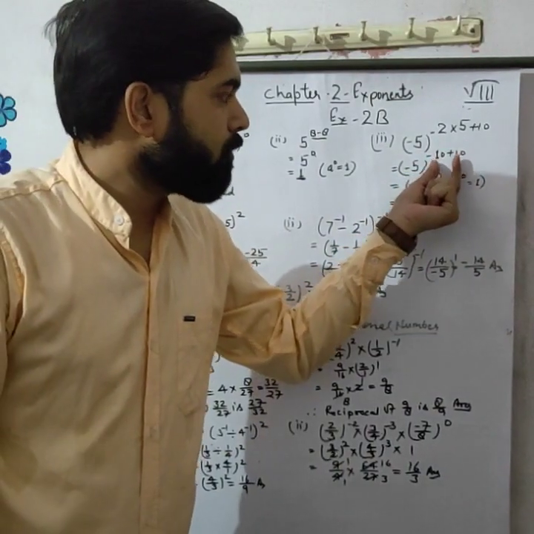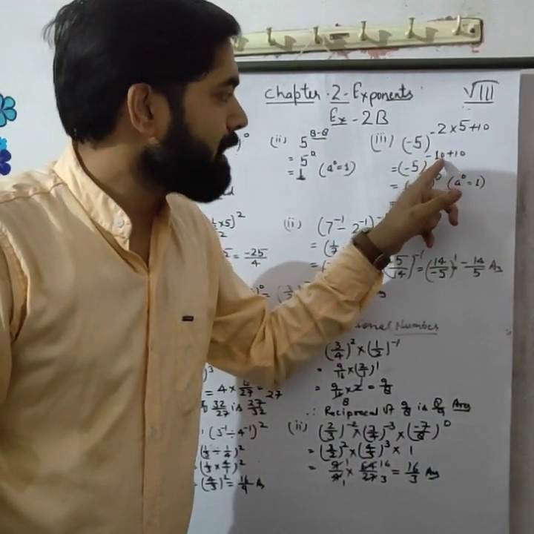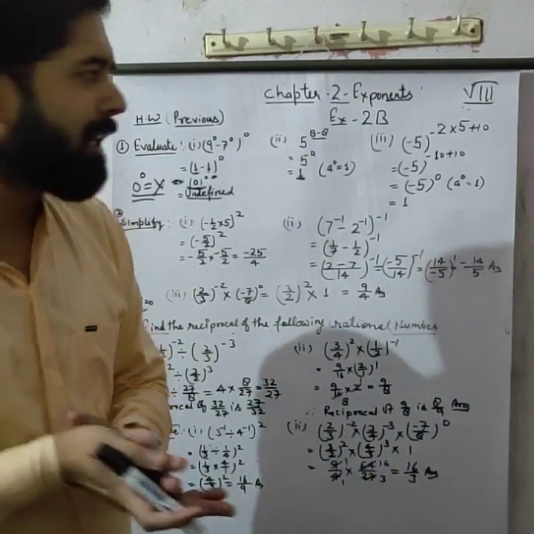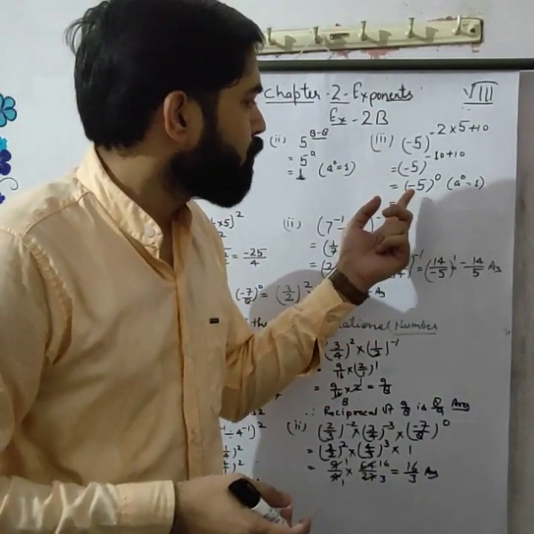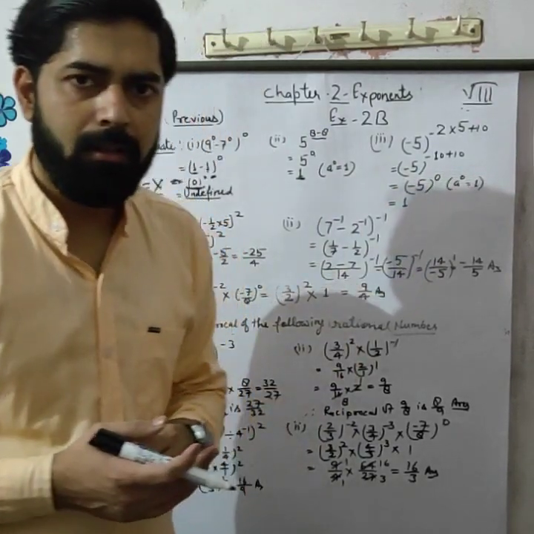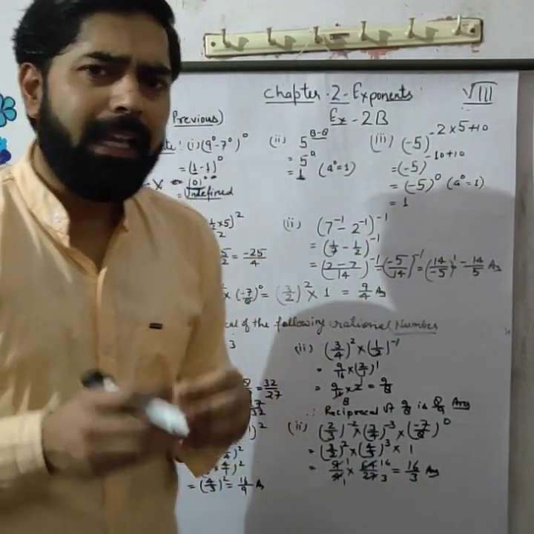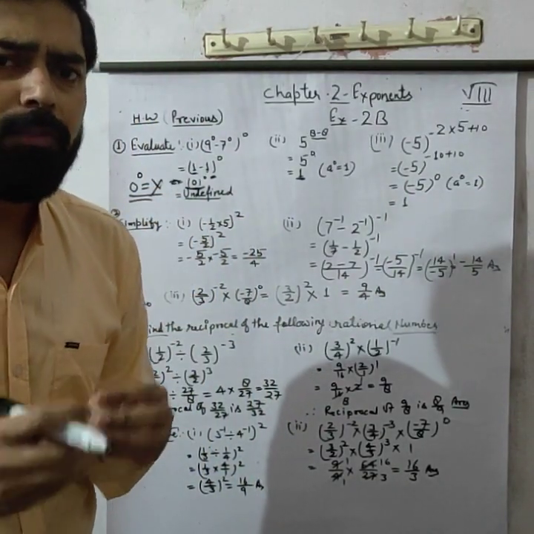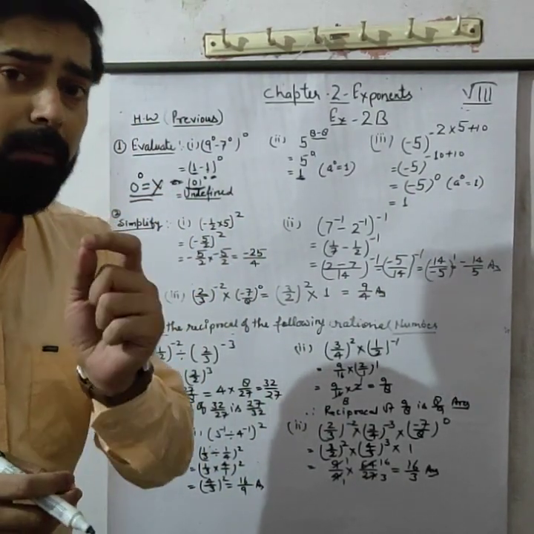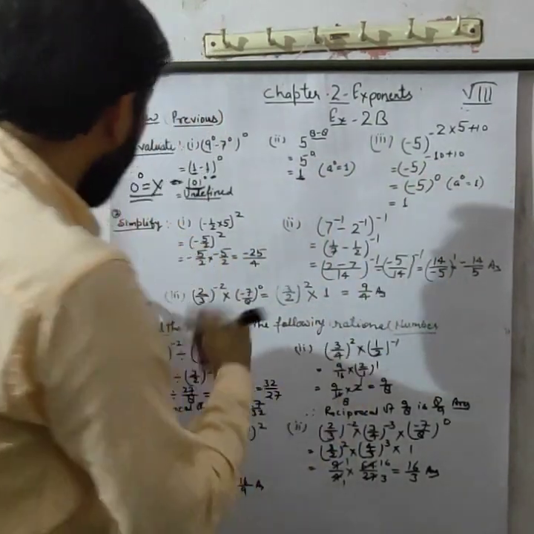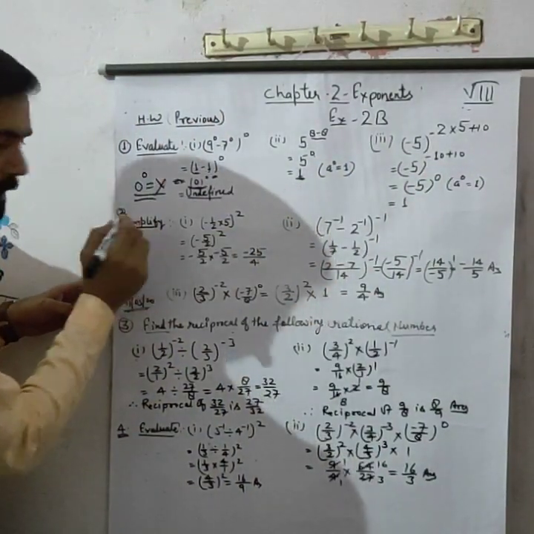Now we solve this question. Minus 10 plus 10 will be 0. So minus 5 raised to power 0. You know very well what the value is. 1. Because any negative or positive number that has a power 0, the value will be 1. Keep in mind, any negative and positive number.